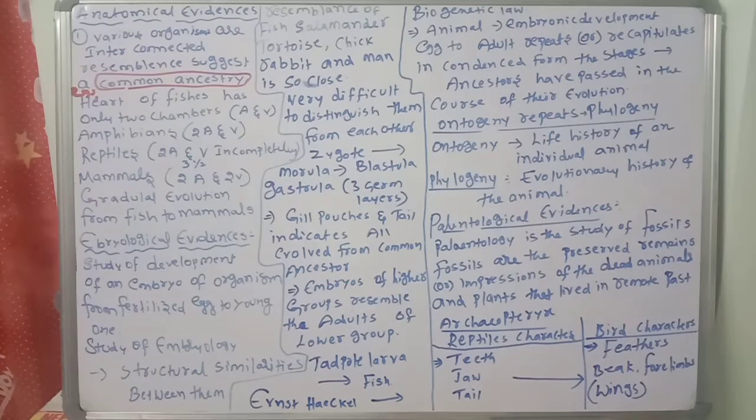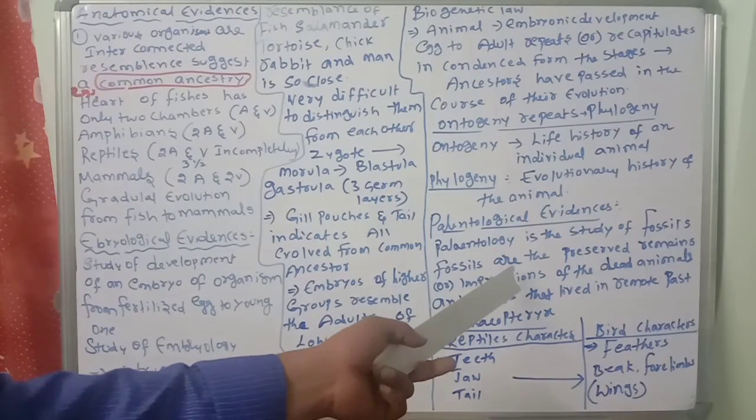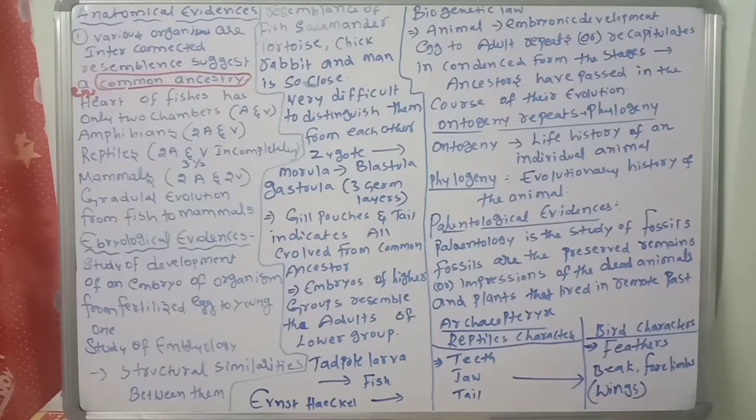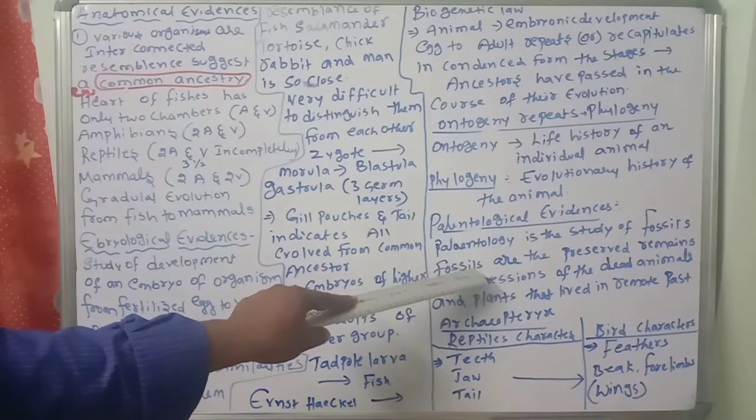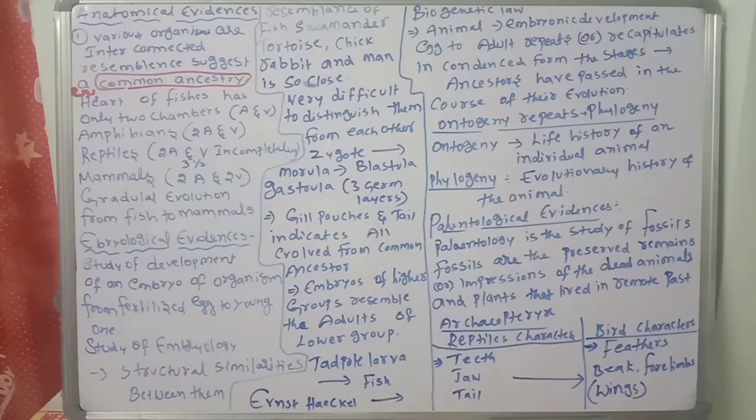Then come to paleontological evidences. Paleontology is the study of fossils. Fossils are the preserved remains or impressions of dead animals and plants that lived in remote times. Archaeopteryx, a bird. What are fossils, first of all? Some millions of years ago, dead bodies are there, their bodies remain.